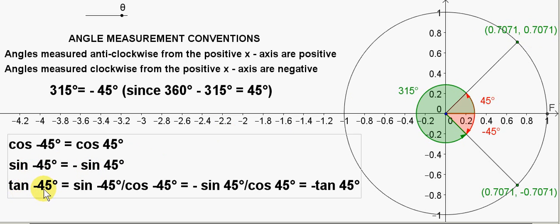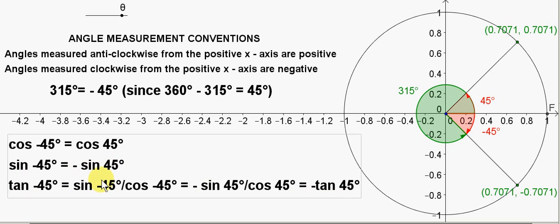Lastly, let's look at the tan of minus 45. Now to get the tan of an angle, we get the sine of the angle and divide it by the cos of the same angle. So we have sine minus 45 divided by cos minus 45. And then we can use the previous 2 results. The sine of minus 45 is minus sine 45. The cos of minus 45 is just the cos of plus 45. So now we have sine 45 over cos 45. Well, that's just the definition of tan 45. And we have a minus sign in front. So the tan of a negative angle is minus tan of the positive angle. The sine of a negative angle is minus sine of the positive angle.